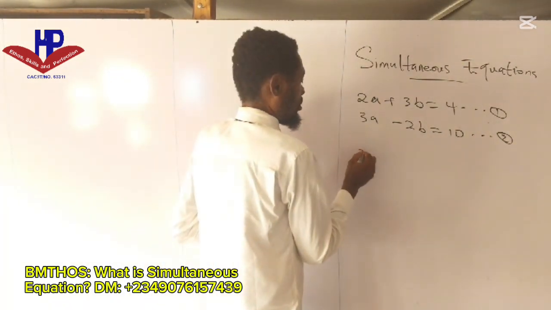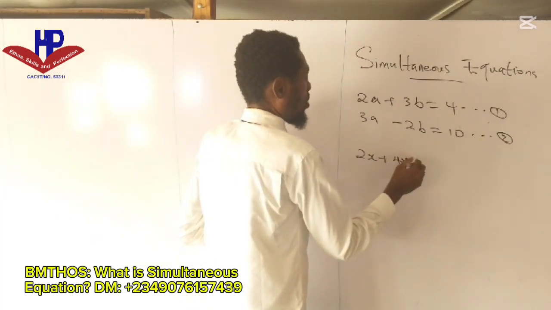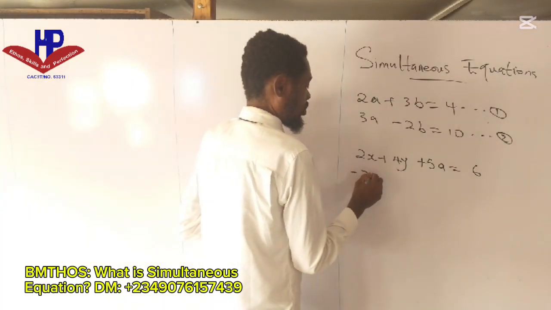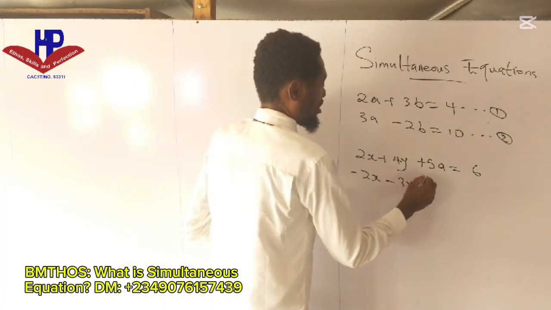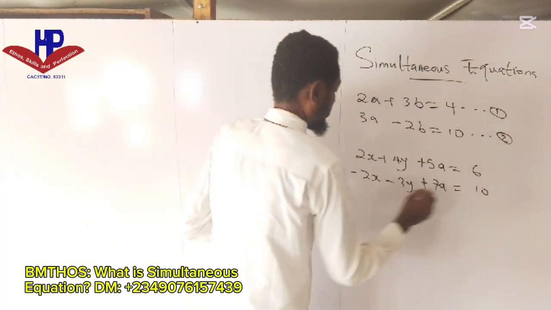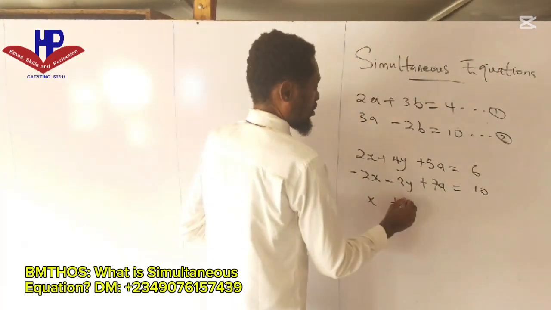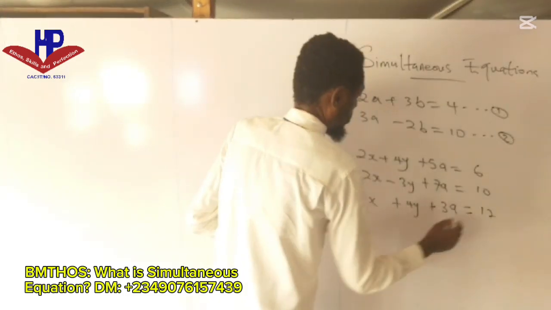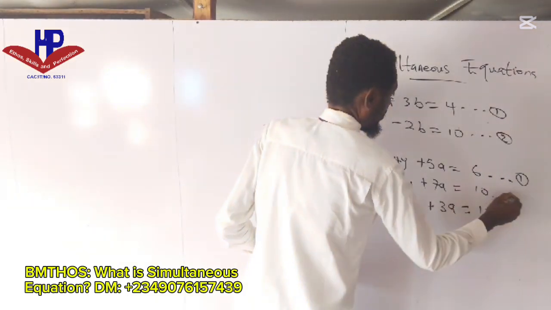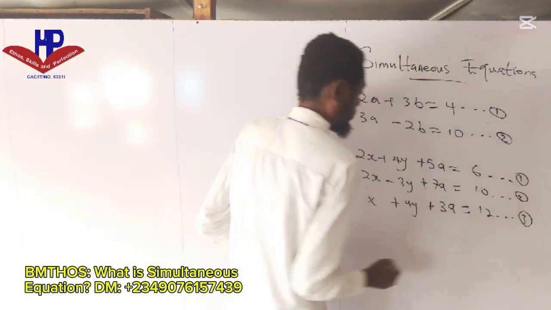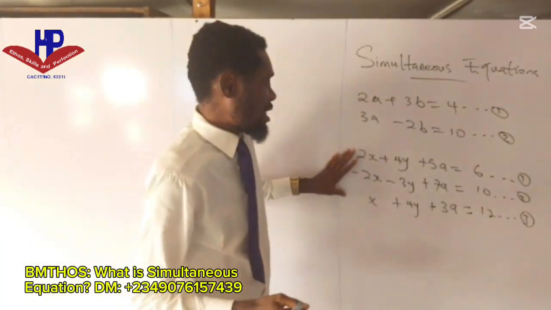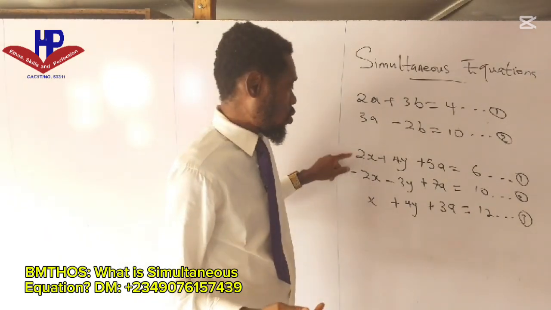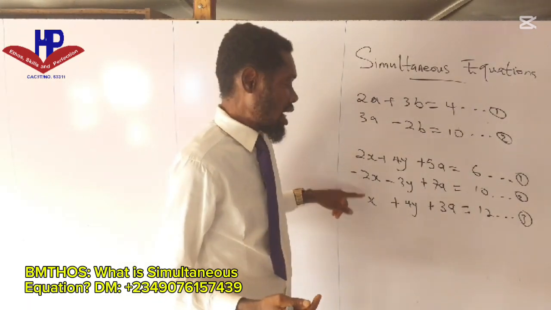You have 2x plus 4y plus 5a is equal to 6, minus 2x minus 3y plus 7a is equal to 10, x plus 4y plus 3a is equal to 12. This is equation 1, this is equation 2, this is equation 3. This example is not in two-equation form, but in three: equation 1, equation 2, and equation 3.